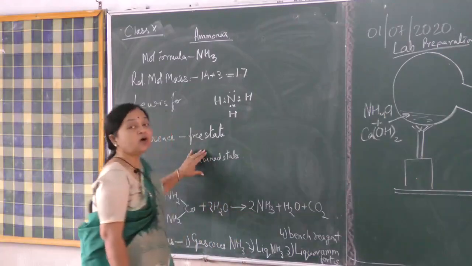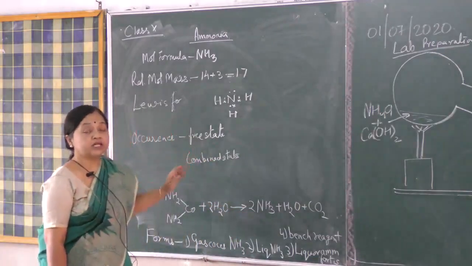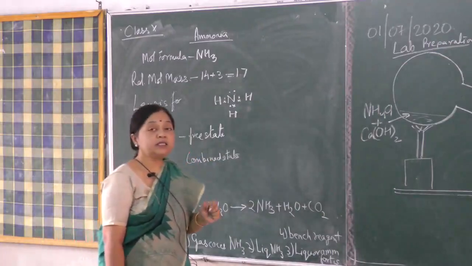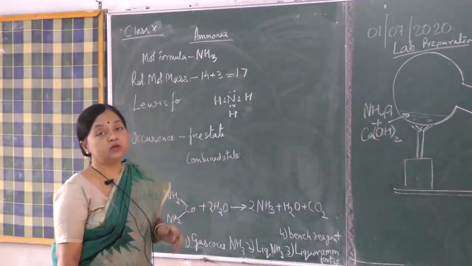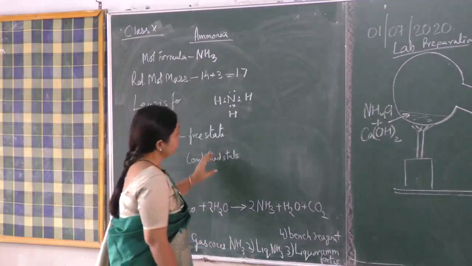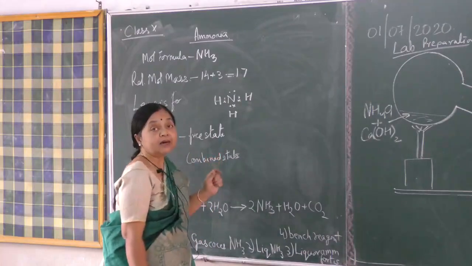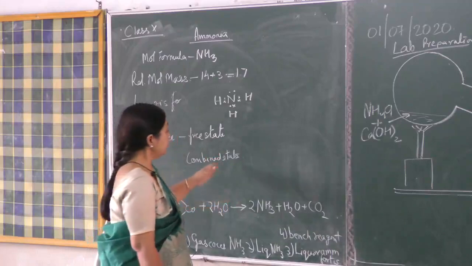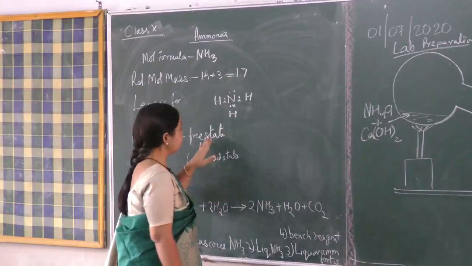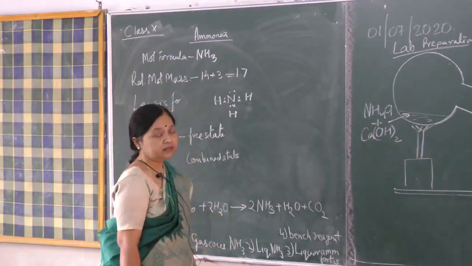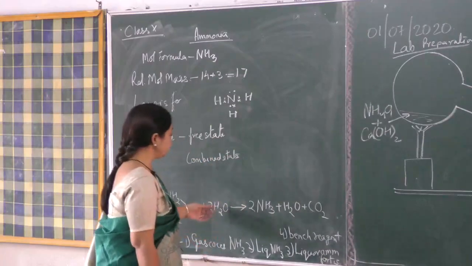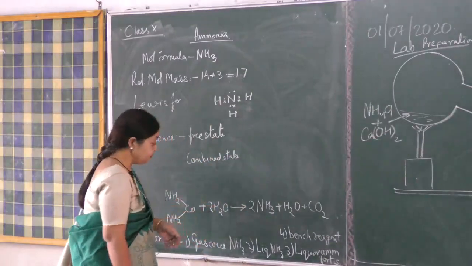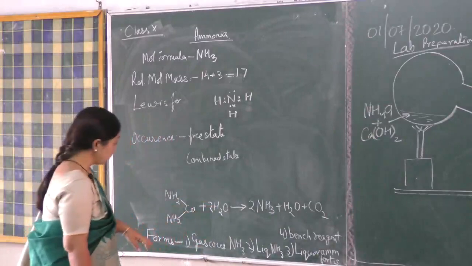Combined state: ammonium salts are all soluble salts. Only in certain cases, like sal ammoniac, the common name for ammonium chloride, are they found in the earth's crust. In free state, it is formed by the bacterial decomposition of organic matter.